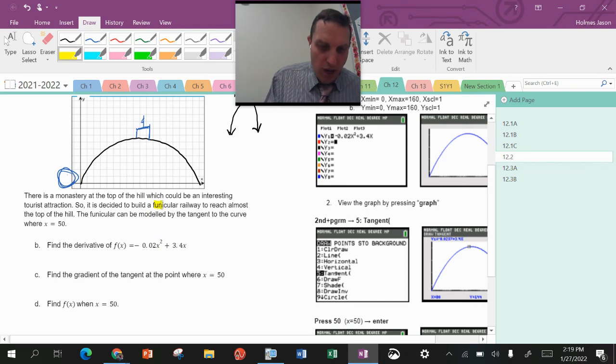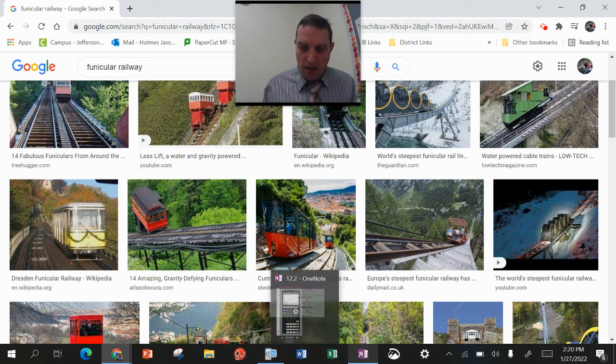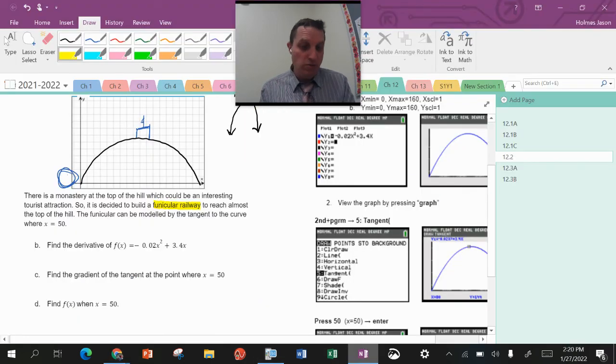I didn't know what that was the first time I looked at it, so I looked it up, and this is what a funicular railway is. It turns out that we have one of these in Colorado Springs, called the Pikes Peak Cog Railway. It's a different kind of railroad where they use cogs to go up really steep hills. So check it out.